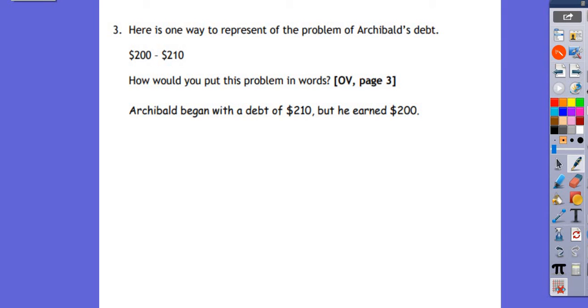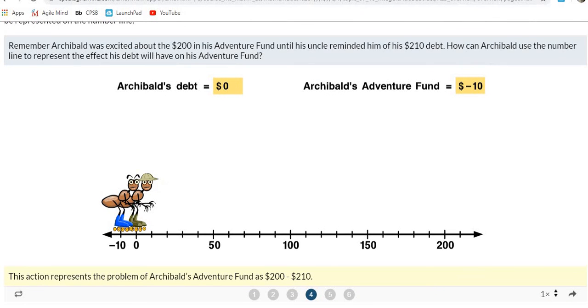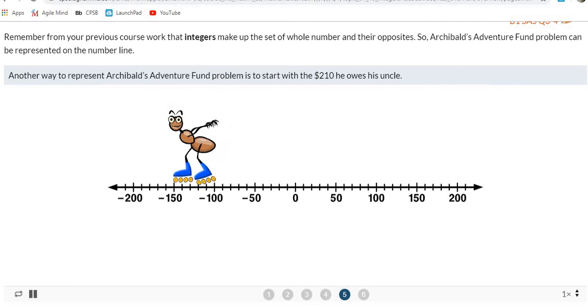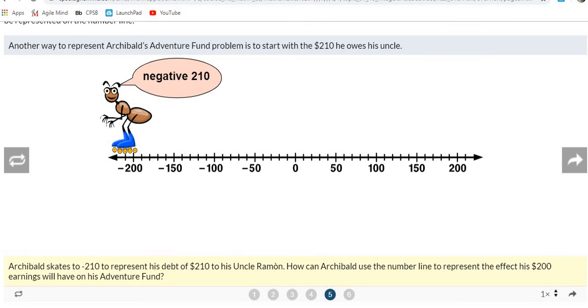Okay, this was one way to look at the number line in the problem. Now this is another method. Is any method wrong? No. There's many ways to solve a problem. This is different ways to look at a problem. So here I could say he's skating to negative 210. What is negative 210 representing? How much he owes. So that's negative 210. That's how much he owes.